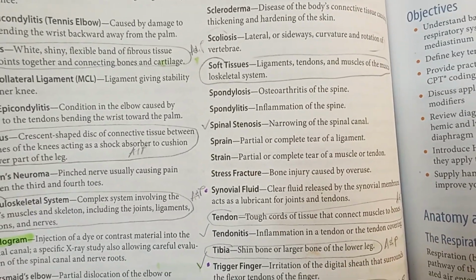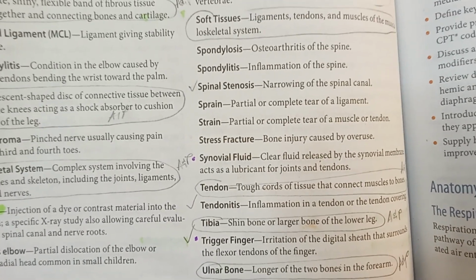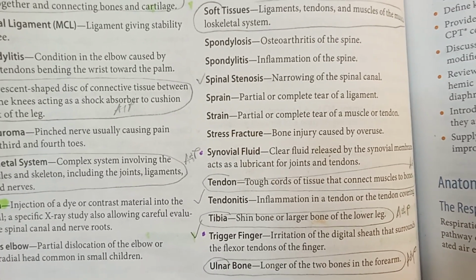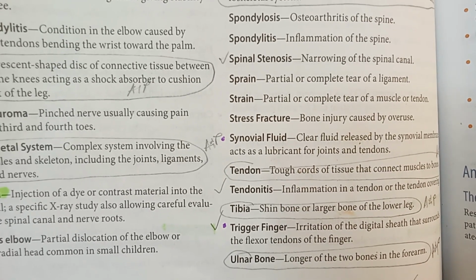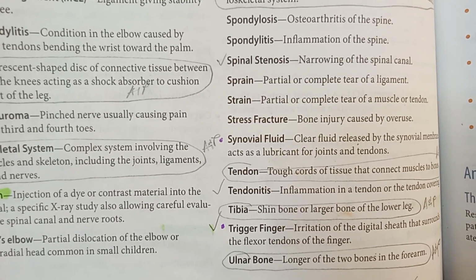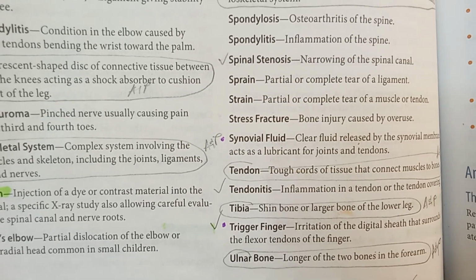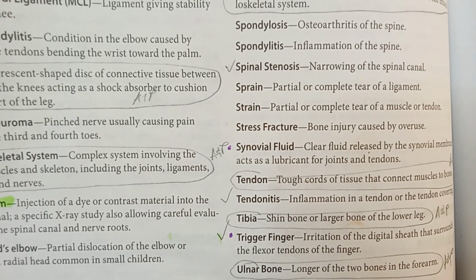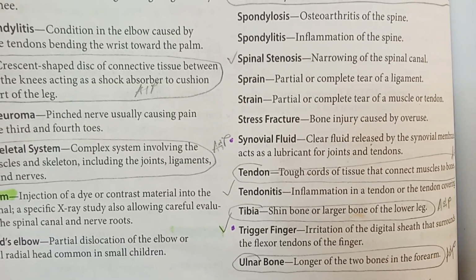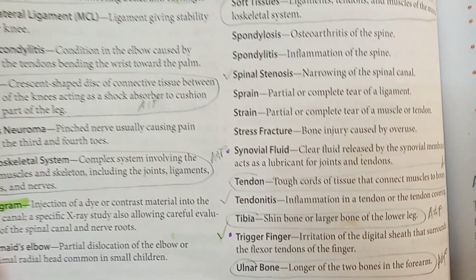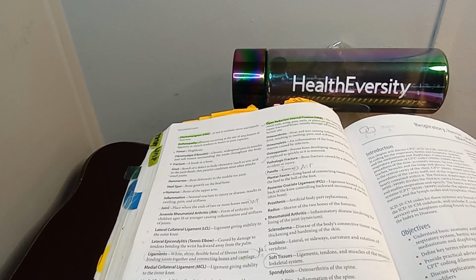The tendonitis. Okay, let us stop at trigger finger. Trigger finger, be careful. You might see trigger finger versus trigger point. So pay attention to what you see. And they might give you the code for both the trigger finger and the trigger point. So be careful of what you're reading, okay?